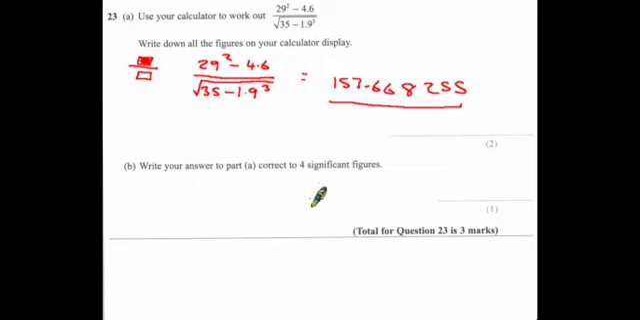Part B, write your answer to 4 significant figures. So 4 significant figures, well, we're looking at any figure after a 0. There are no zeros here. So the first significant figure is 1, then 5, then 7. That is 3 significant figures. We are writing to 4 significant figures. So the 4th significant figure is the 6. But don't forget, the number after that is a 6, so we apply the rules of rounding. It's 5 or above, so it will round the first 6 up to a 7.